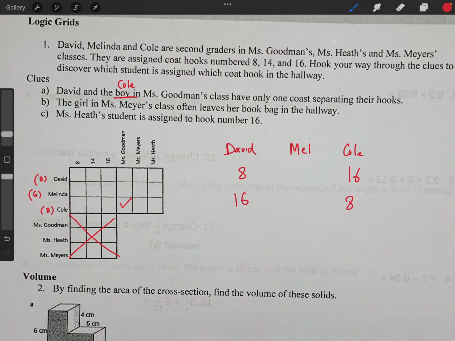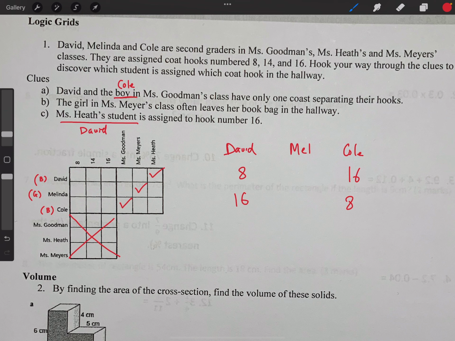Now it says the girl in Miss Myers' class. There's only one girl, so she'll be in Miss Myers' class. Put a tick there. She often leaves her book bag in the hallway. Miss Heath's student: once you tick that, you know that David has to be Miss Heath's. So Miss Heath's student, David, is assigned to hook 16.